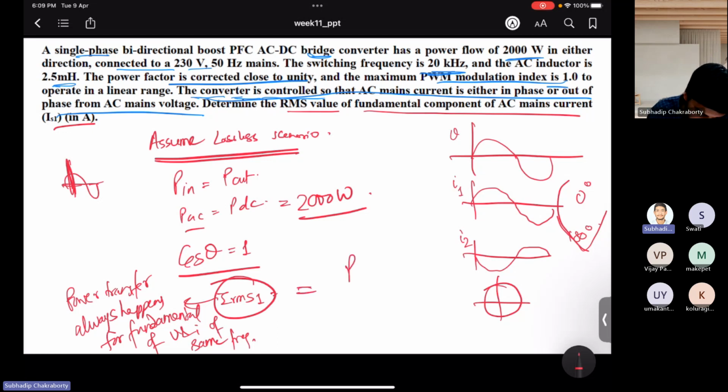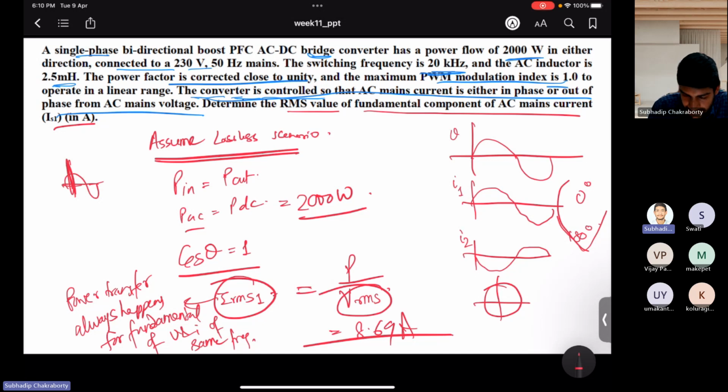So IRMS1 is P by V into cos theta. Cos theta is 1, so P by V RMS. What is P by V RMS? 2000 by 230, right? 8.69. Correct, 8.69 amps. So this is only the fundamental RMS value. Remember this is the RMS value. This is the phase voltage or line voltage, whatever you call it; it is single phase, so line and phase are the same. And this is RMS current, not peak.